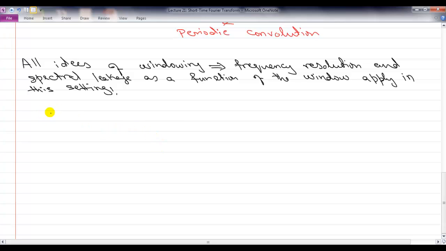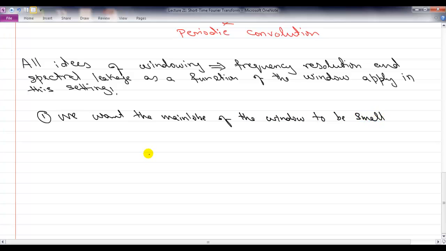So two main properties of the windows that we know. One is we want the main lobe of the window to be small, and we know that the width of the main lobe is inversely proportional to the length of the window. It just follows from duality of the Fourier transform property. If you make your window shorter, it's just going to spread more into frequencies.